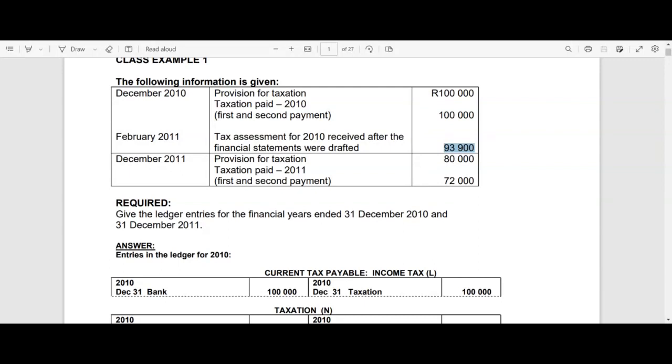So, ladies and gentlemen, now to go and make that adjustment for last year, but we're in this year's books of account, right? We must get our heads around that. It is for last year, but we are already in this year's books of account because last year's books have been closed off. It's done. Okay, we've carried our balances forward already. So, to make that adjustment, do we now have to go and decrease our income tax expense or increase our income tax expense relating to last year?